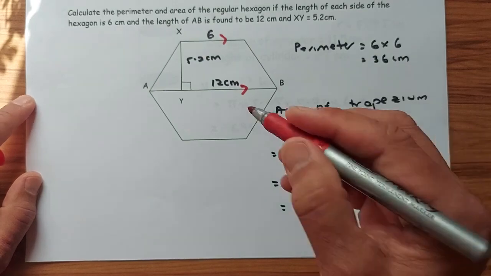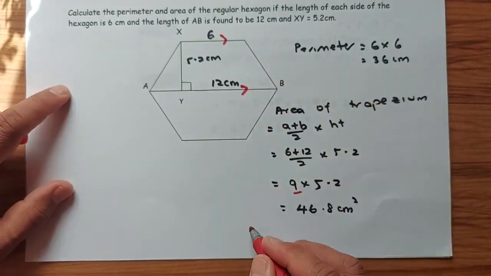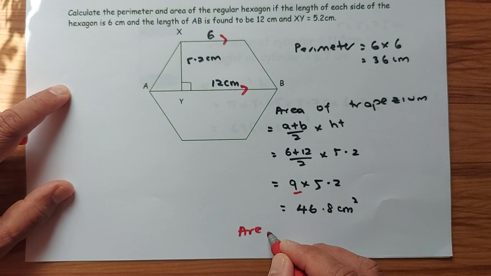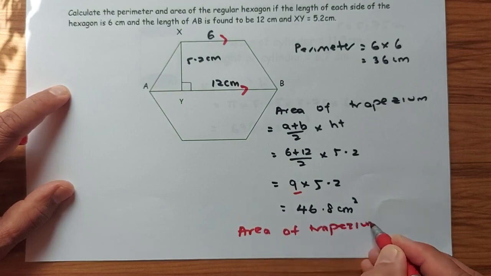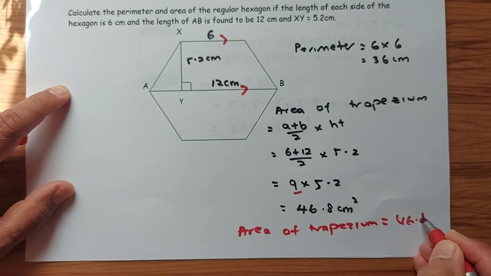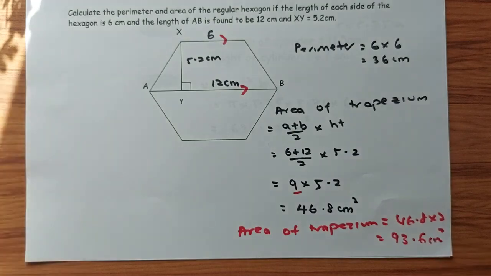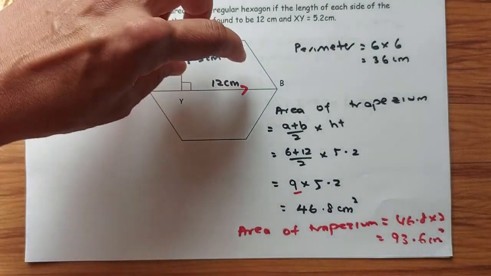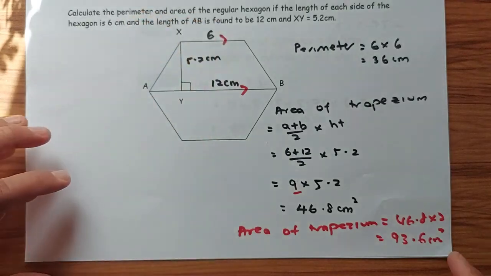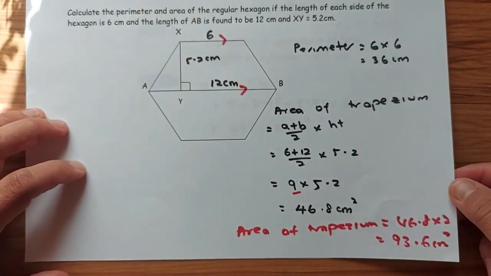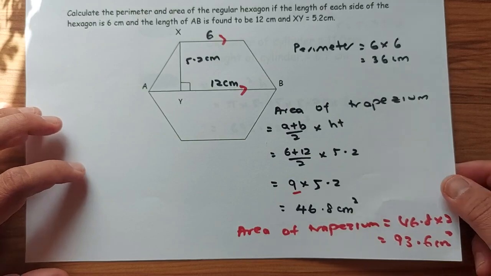I forgot, because there are two trapezium, so the area is going to be double of that because we only calculated 1, so the answer will be 93.6 centimeter squared. Don't forget, you only found the area of the top part. You must also find the area of the bottom part, which is the same. So you must multiply by 2, and the answer is going to be 93.6 centimeters squared.